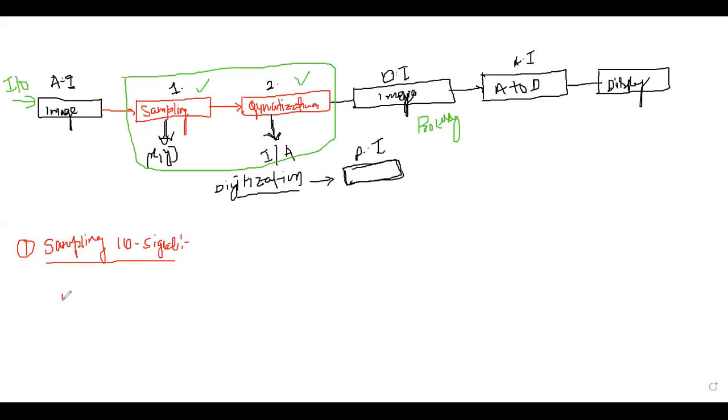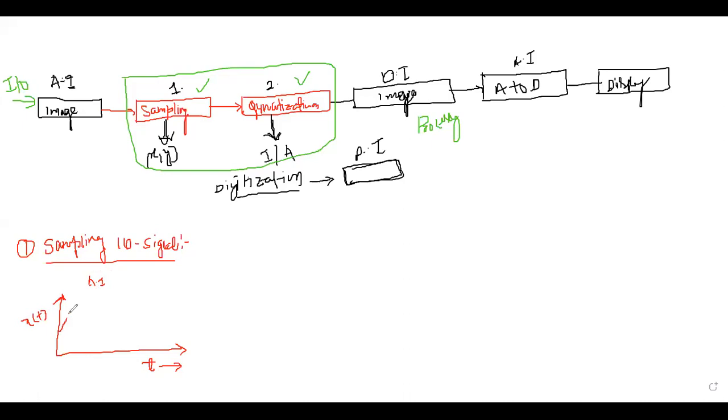Suppose a signal is given. An analog signal is given in a time domain t. This is my time domain t. Then x of t will be any function. If I say this is an analog signal, then it should be continuous. The function x of t should be continuous over the time domain t.